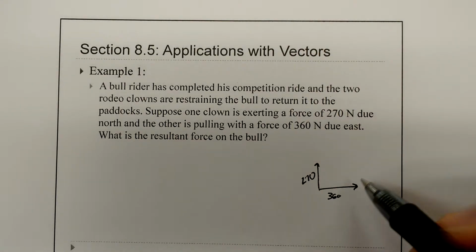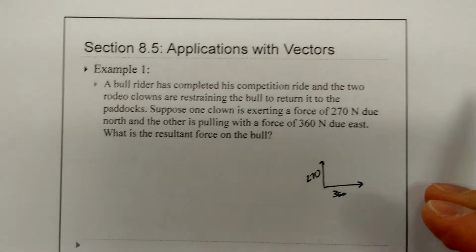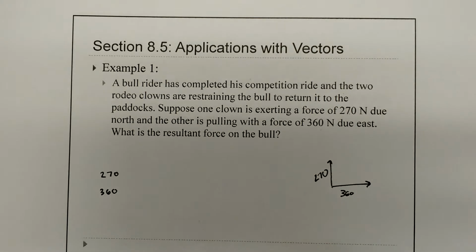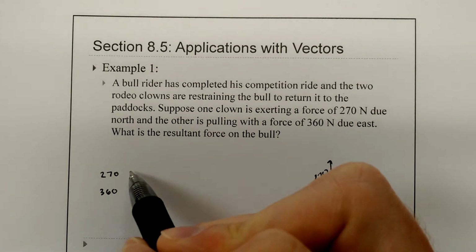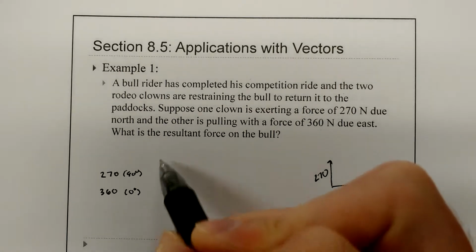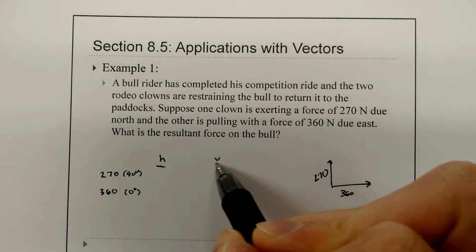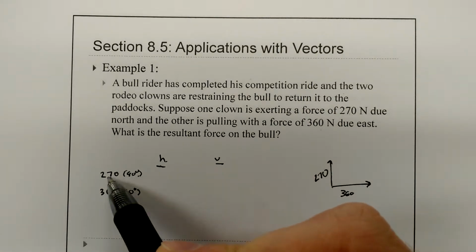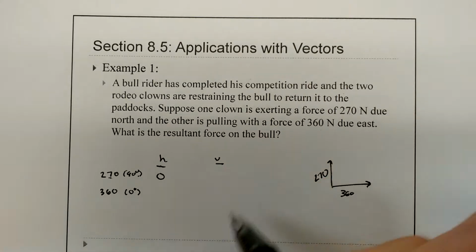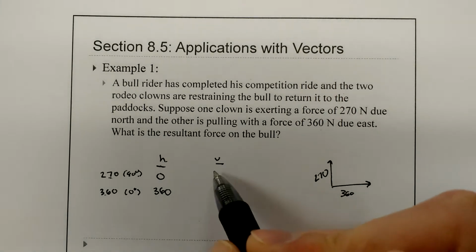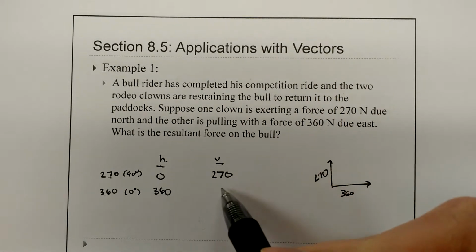So we have two forces, the 270 force and the 360 force. Let's do this in a table. The 270 newton force is acting at 90 degrees, so I'll put it in parentheses, and the 360 newton force is acting at 0 degrees. For the horizontal components and the vertical components: to find horizontal, you take your magnitude times the cosine of the angle. So 270 times the cosine of 90 gives you 0. 360 times the cosine of 0 gives you 360. Over here, it's times the sine of the angle, 270 and 0.